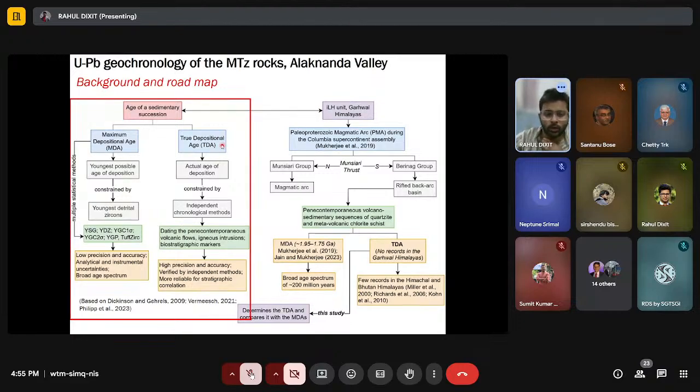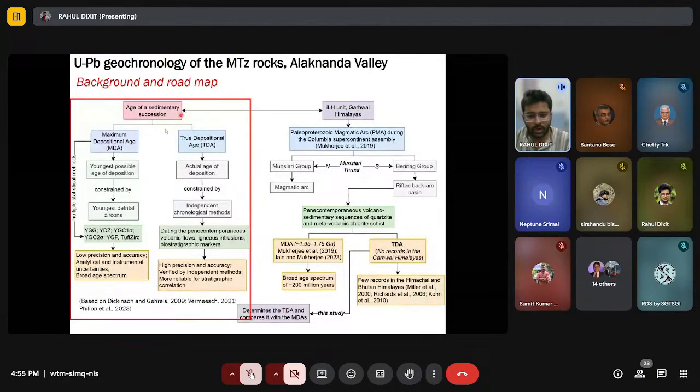Whereas if we go for the true depositional age, it will give you the actual age of deposition, and it is usually constrained by independent chronological methods. For example, we can date penecontemporaneous volcanic flows, igneous intrusions, or biostratigraphic markers, provided this method will work only if you have these types of independent chronological markers present in that region.